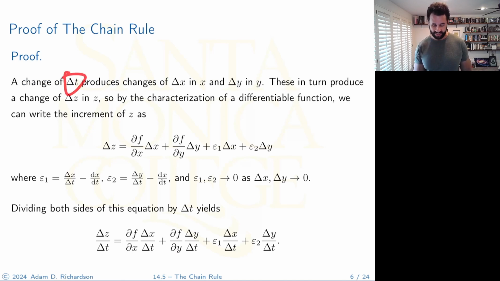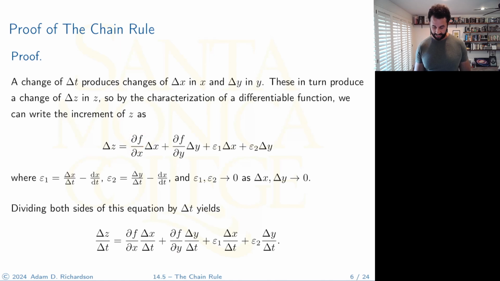A change of delta t produces changes of delta x in x and delta y in y, because those are both functions of t. Now, these changes in x and y in turn produce a change of delta z in z. So by the characterization of a differentiable function, we can write the increment of z in this form. That's what we established back in the previous section.